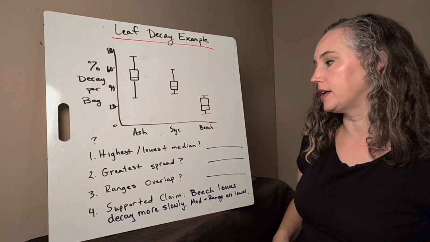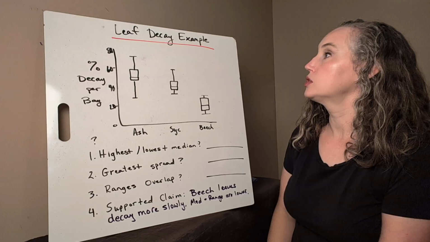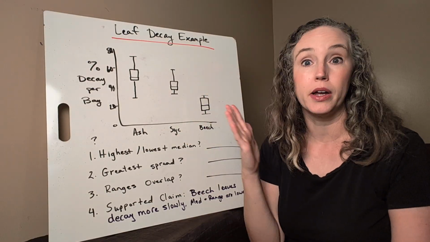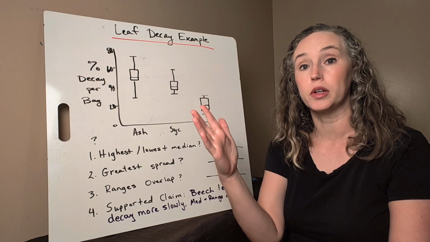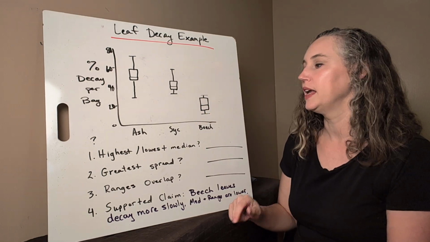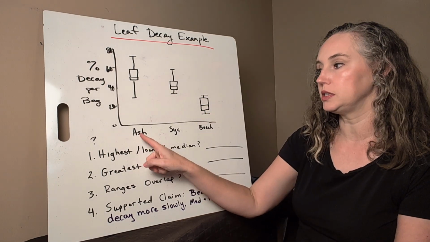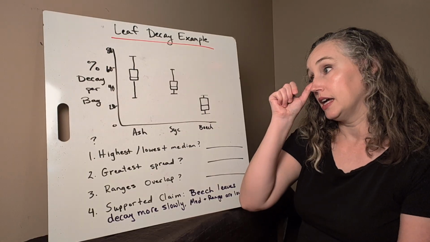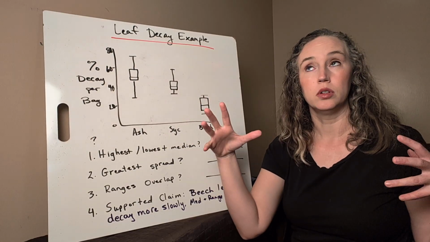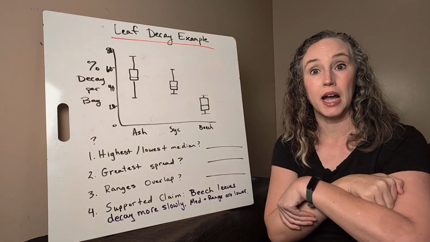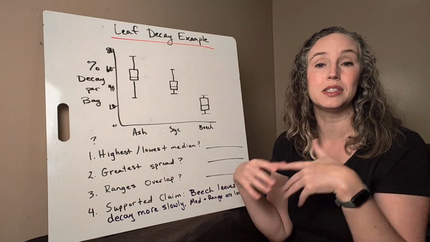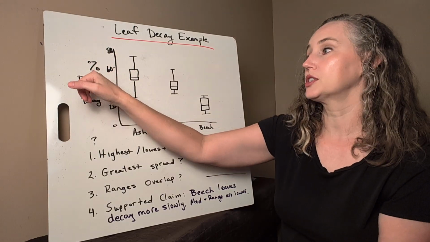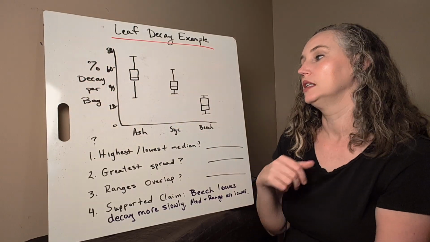So let's try that with this. This is a leaf decay example. This is pulled from the AP Bio course exam and description from 2025-2026. And it's looking at 3 different tree species, ash, sycamore, and beech. And then the people collected a bag and saw which leaves decayed the quickest or decayed over time. So it checked percent of decay per bag.